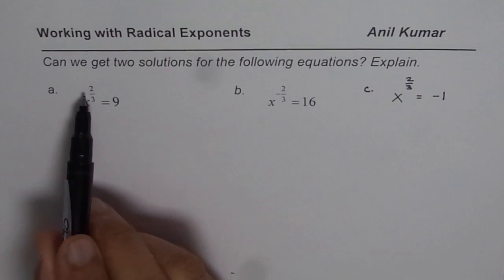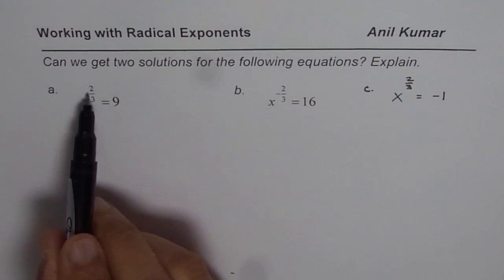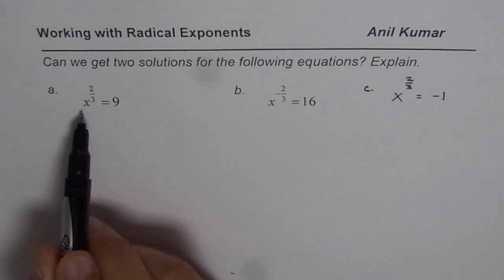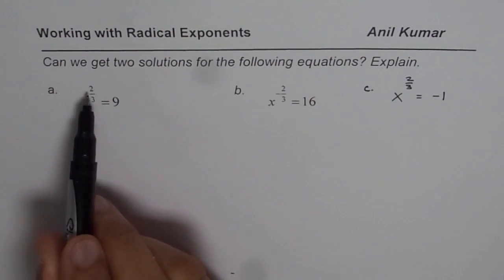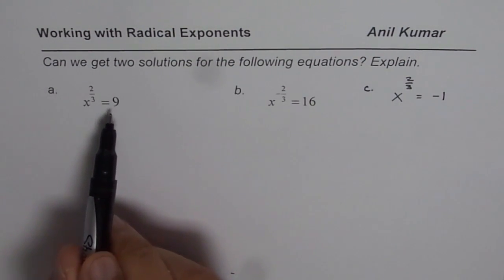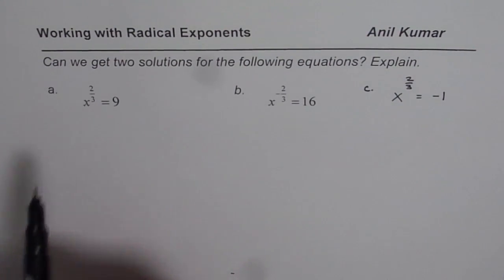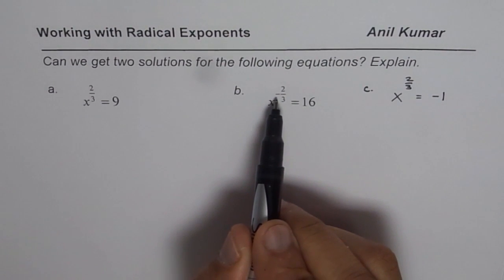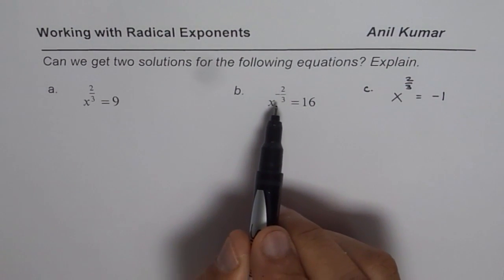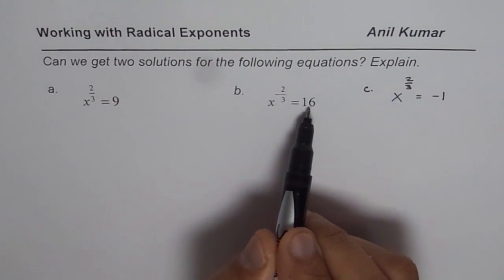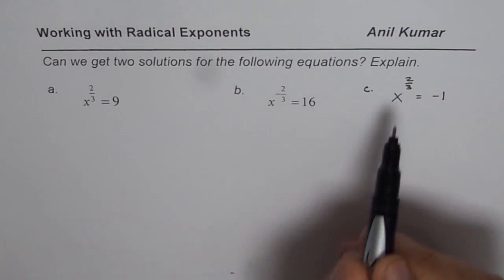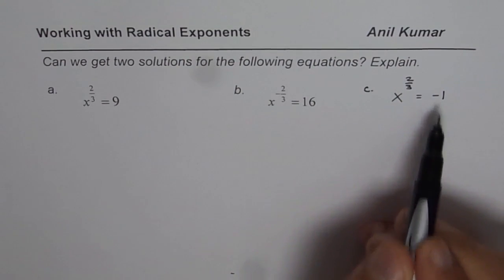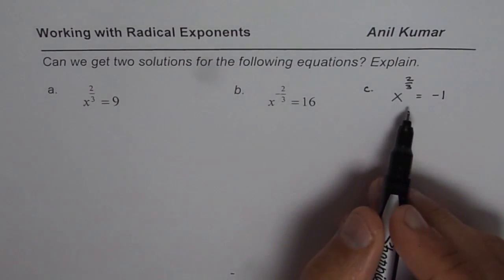Since we have x squared, we actually expect two solutions for this equation. Remember, the square of any number is always positive. 9 is positive, so we do expect two solutions. In this case, here we have minus 2. Minus means reciprocal, right? But 16 is positive, so we expect two solutions. In this particular case, think how many solutions do we expect? Well, we'll get back to this later.